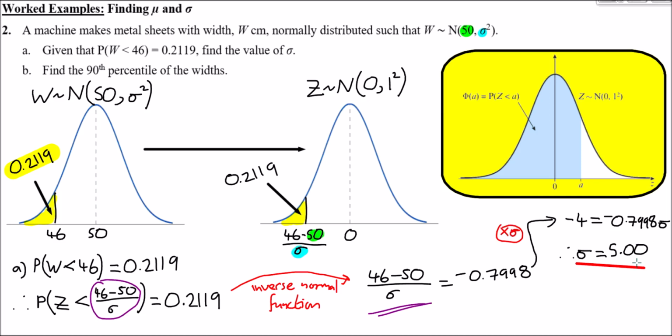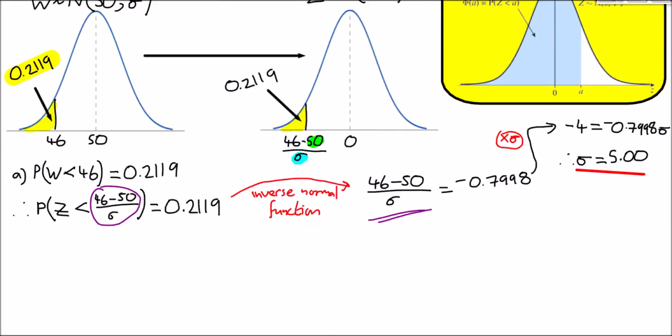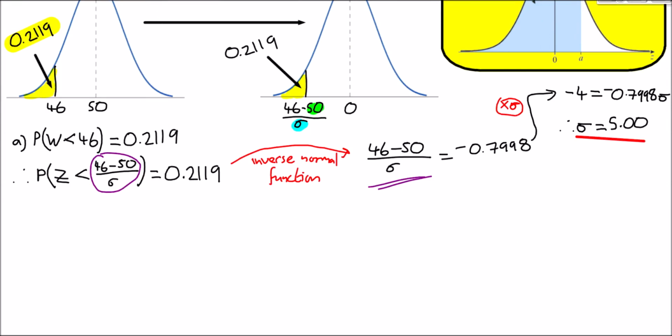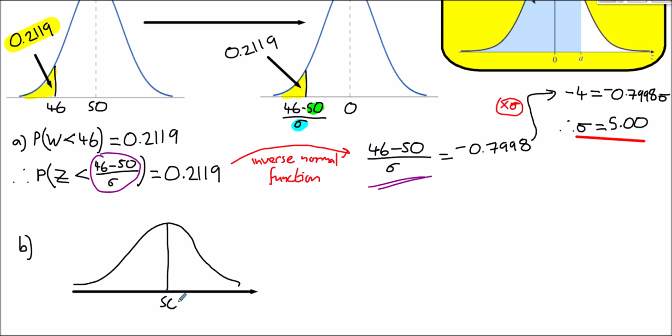Now for part B, I need to find the 90th percentile of the widths. So what I can do here for part B is go back to the original distribution. I could use a standard normal distribution or the original, in fact. Either is fine. But now I know the mean is 50, and I also know that the standard deviation now is 5.